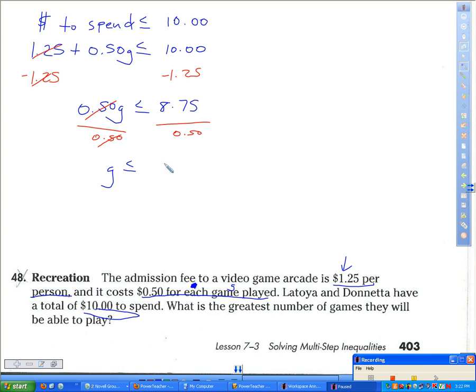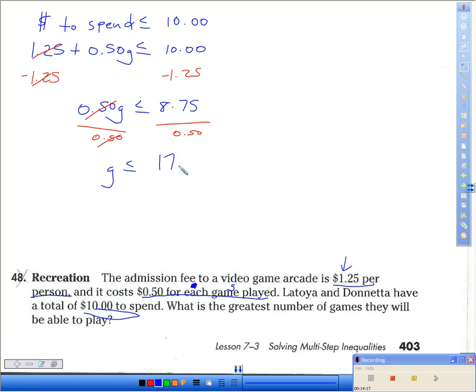And when we do that, we're going to come up with 17.5. So 17.5 games. Well, we know that if we have to put the full amount of money, 50 cents, into a machine to be able to play a game, it's impossible to play 17.5 games. So really the most games that we will be able to play in this situation is 17.